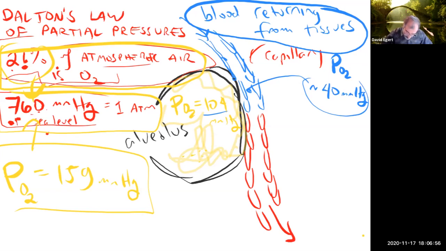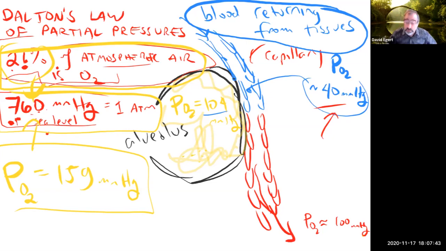So by the time the blood is leaving, and again, the blood spends upwards of a second percolating here, and it equilibrates. So by the time it's leaving, the partial pressure of oxygen is going to be around 100 millimeters of mercury as it heads back to the left ventricle and out to the tissues. So this number is going to come back in a few moments. When we look at the other side, what's going on in the tissues, we're going to see the blood leaving the tissues at around 40 millimeters of mercury. So this is what drives the movement of oxygen from the alveoli into the blood.